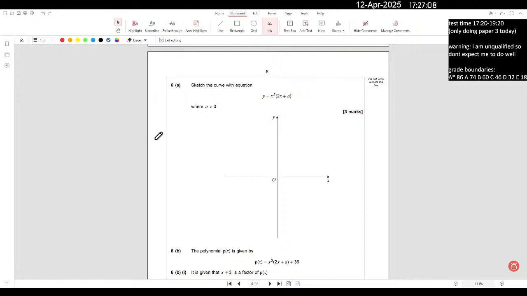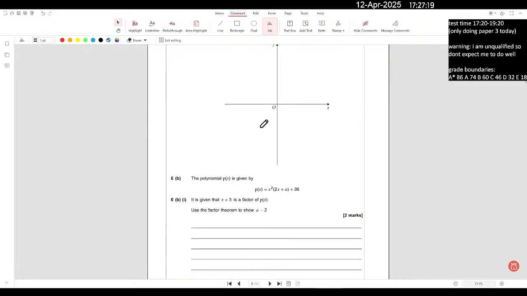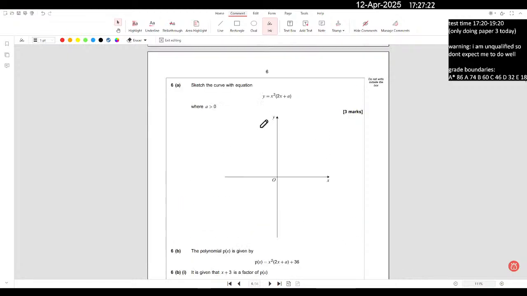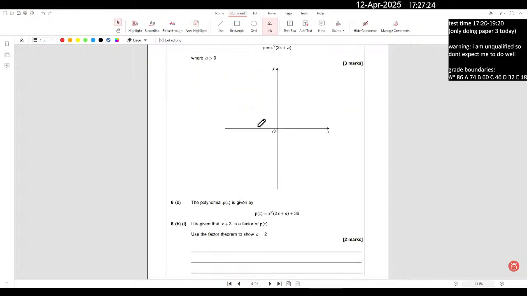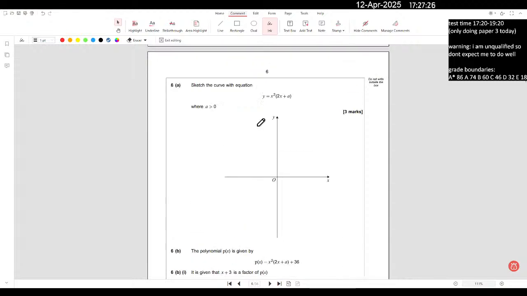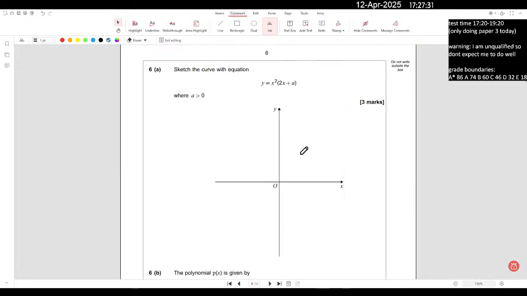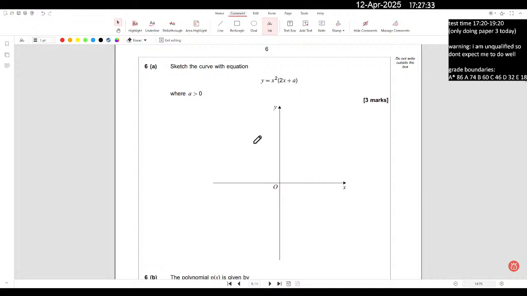Alright, move on. Oh crap, sketch the curve with equation y equals x squared times 2x plus a, where a is more than 0. Oh man, sketching curves is such a nightmare. Bloody hate sketching curves. Especially when it's on screen here. I mean, come on. What? It's so stupid.